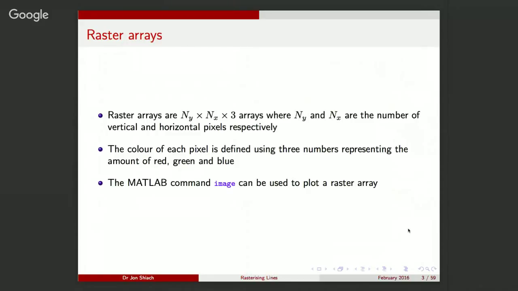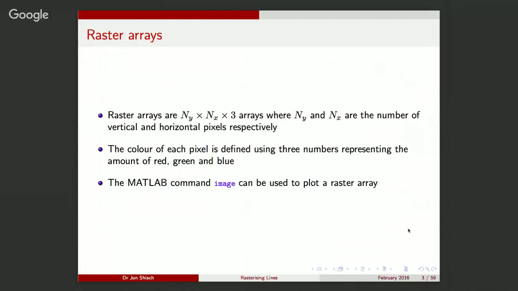The raster arrays we'll be dealing with, in general, are an NY by NX by 3 array. I don't think you've dealt with three-dimensional arrays yet. So you've got a 1D array, that's just a vector, just a list of numbers. A 2D array is a matrix, a rectangular array of, in our case, numbers. A 3D array is, imagine you've got lots of matrices stacked on top of each other.